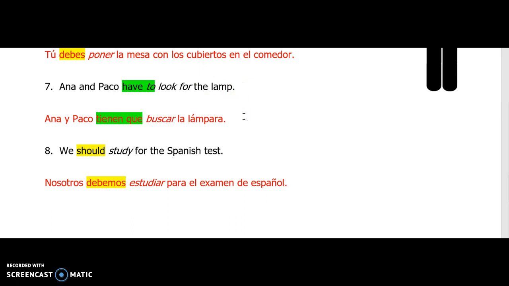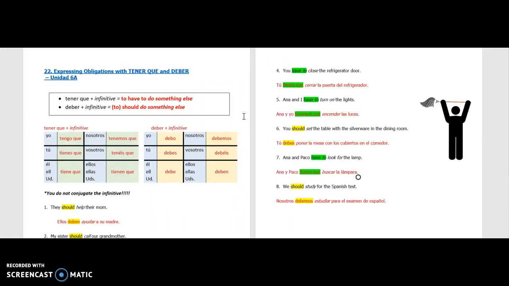All right, so that was a lot. The concept is not that difficult. The conjugation is not that difficult. It's a matter of putting it together, having all the parts, and remembering that we're not going to conjugate that second verb.